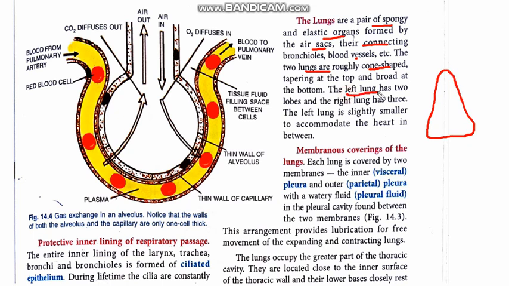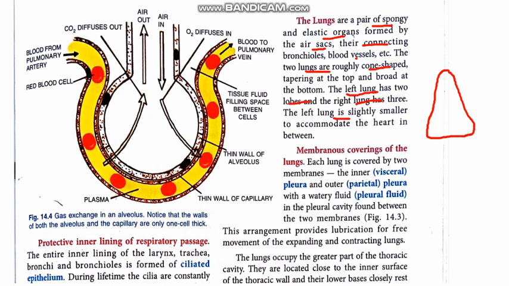So the left lung has 2 lobes, but the right has 3 lobes, okay. And now the left lung is slightly smaller in size when we are comparing to the right one. Why? Because it accommodates the heart in between, that's why.